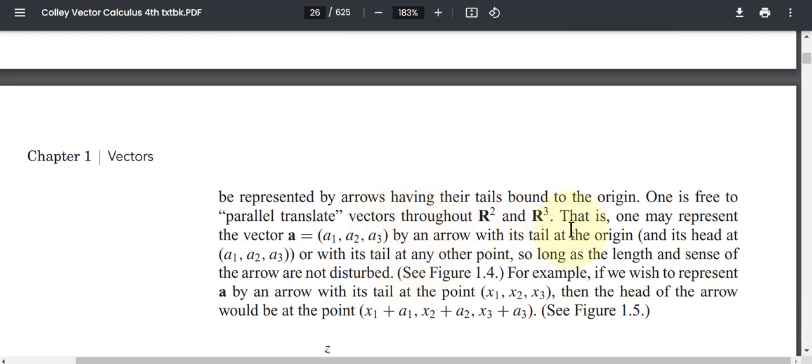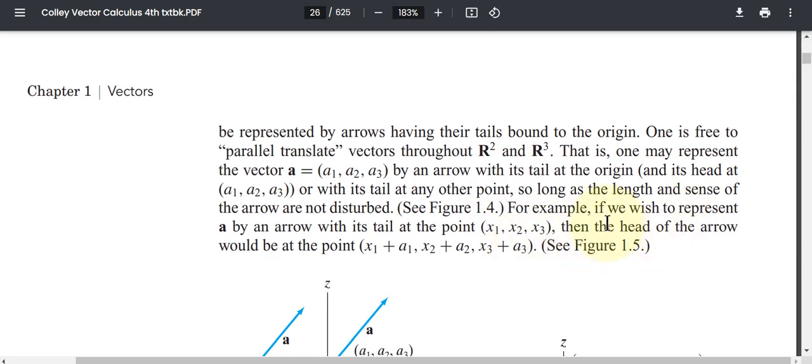So one is free to parallel translate vectors throughout R2. And same thing for R3 if your vector is an R3 vector. That is, one may represent the vector A1, A2, A3 by an arrow with its tail at the origin and its head here, or with its tail, the base, at any other point, so long as the length and the sense of the arrow, that means the angle, are not changed.